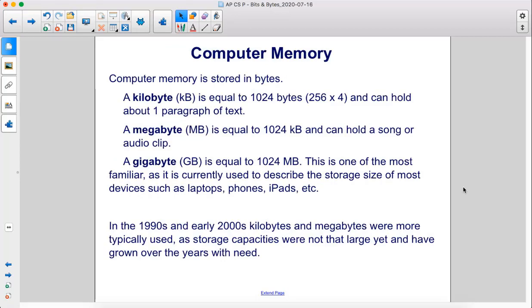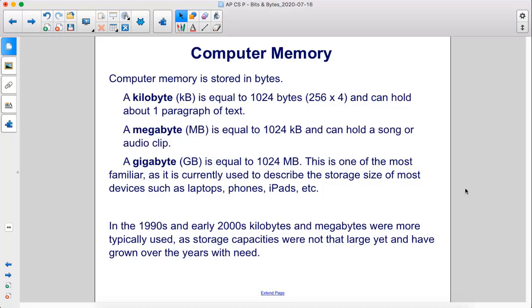A kilobyte, or KB, is equal to 1024 bytes and can hold about 1 paragraph of text. A megabyte, or MB, is equal to 1024 kilobytes and can hold a song or audio clip. A gigabyte, or GB, is equal to 1024 megabytes. This is one of the most familiar, as it is currently used to describe the storage size of most devices, such as laptops, phones, iPads, etc.